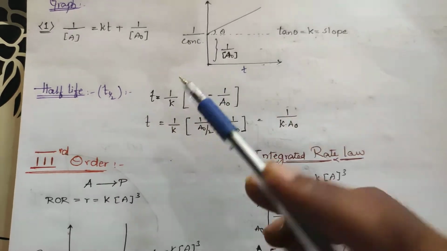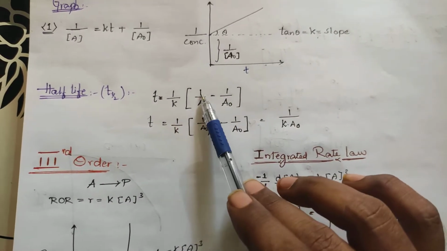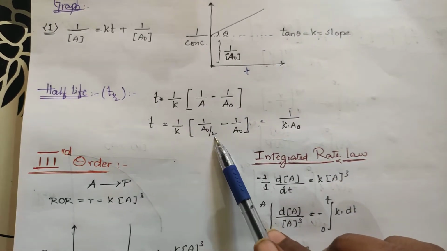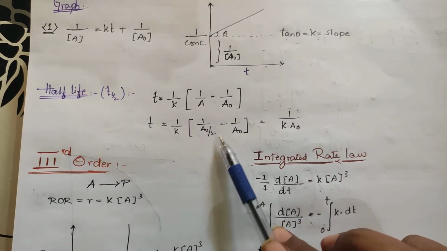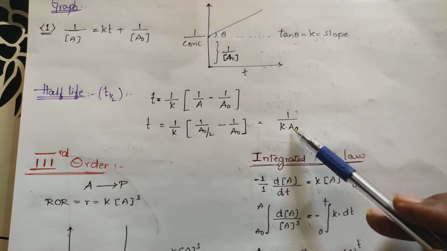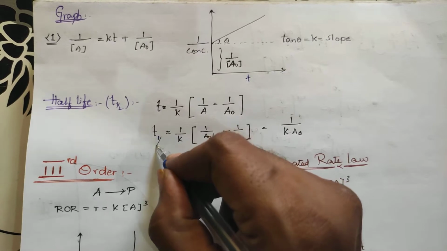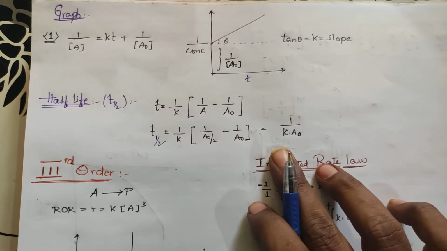Half-life. Half-life means for the half completion. T is equal to 1 by K, 1 by A minus 1 by A naught. Okay. Final concentration is what? A naught by 2. So 1 by K, 1 by A naught by 2 minus 1 by A naught. So that you will be getting 1 by K into A naught. This is the T half for second order reaction.